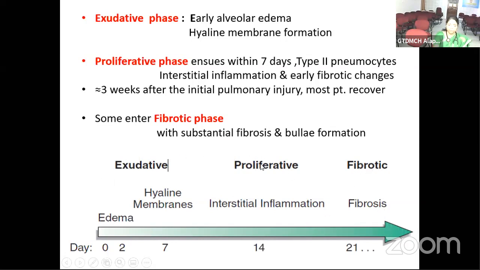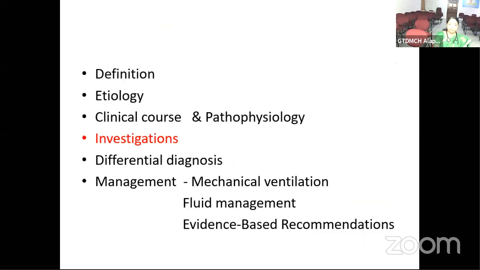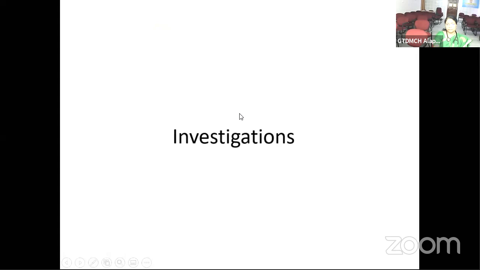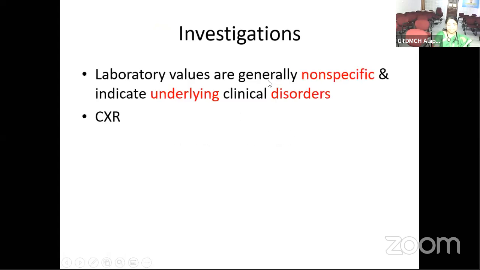So exudative phase, proliferative phase, fibrotic phase. Exudative phase, edema and hyaline membrane. Then proliferative phase, type 2 pneumocytes proliferate. There is interstitial inflammation, and many show signs of recovery. Some will progress to the fibrotic phase, and the complications of emphysema-like changes, bullae formation, development of pneumothorax can occur, and pulmonary arterial hypertension. So now we are going to the investigations. The laboratory investigations are generally non-specific and will indicate only the underlying clinical disorder which caused the ARDS.